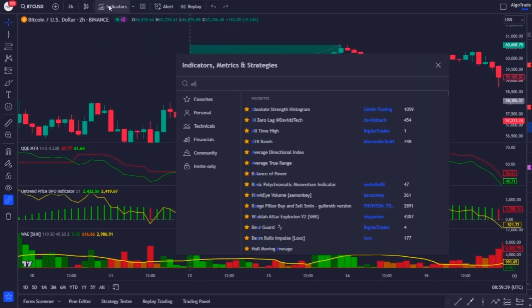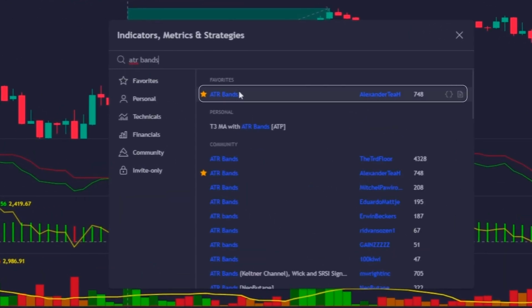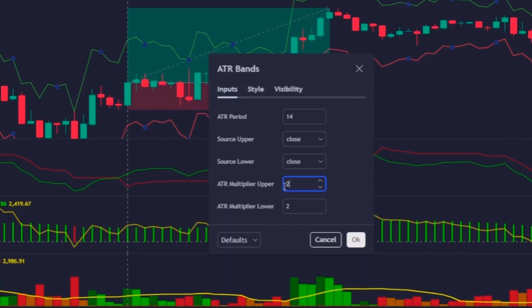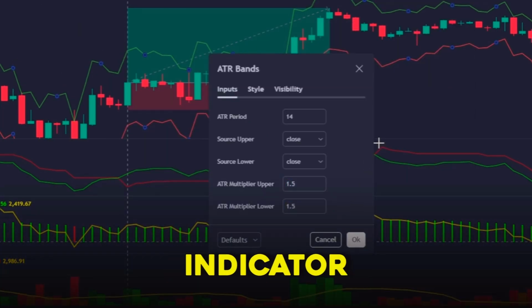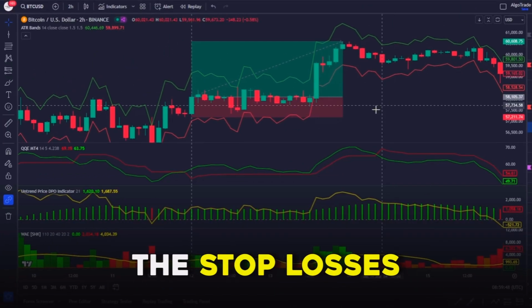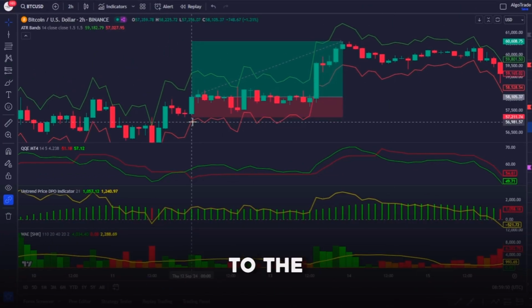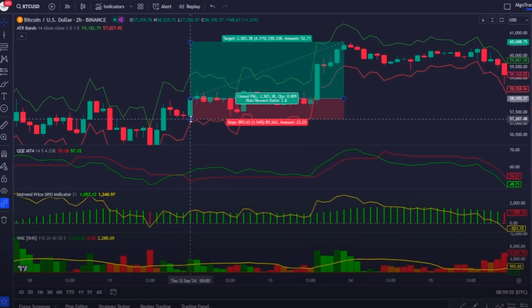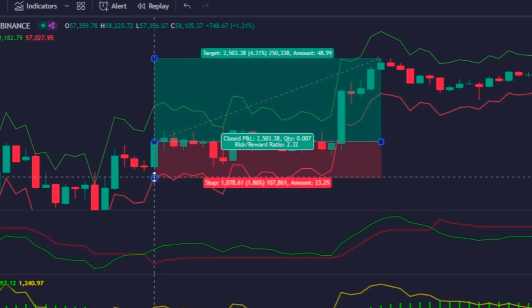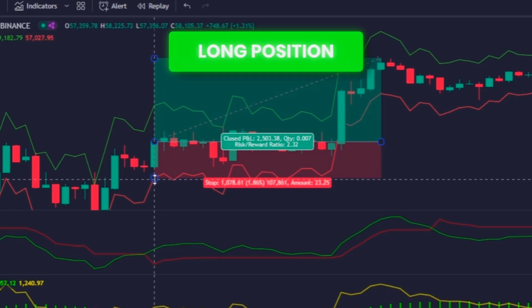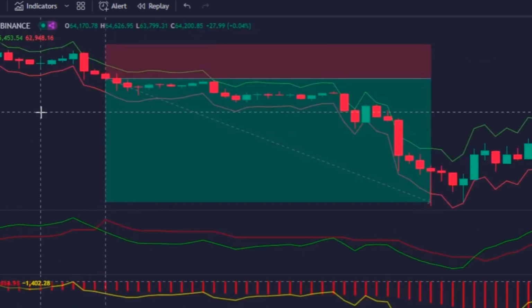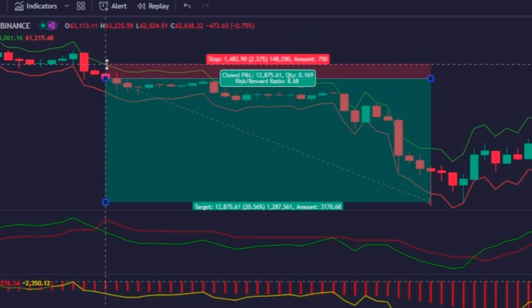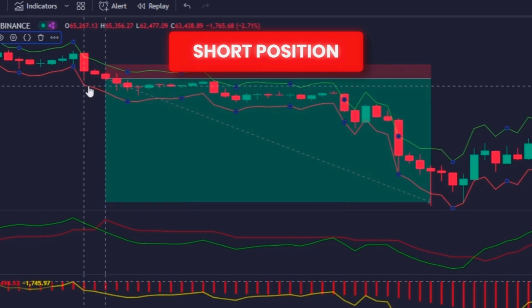Now, for the stop losses, we use the ATR bands indicator with a multiplier of 1.5, a volatility indicator that places the stop losses on your charts according to the market's volatility. The lower band is used to set the stop losses for long positions, like in this trade, and the upper band is used to set the stop losses for short positions, as you can see.